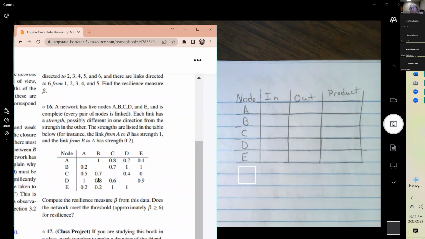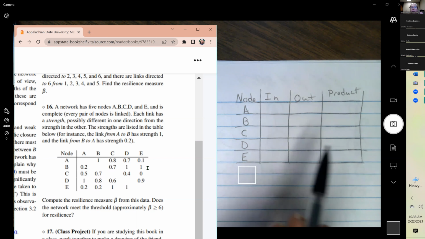So in this one, going across, it has A, B, C, D, and E. What that means is A goes to B and it's 1. A goes to C and it's 0.8. So these are A going to each of them. If you add across, it's telling you your total in.